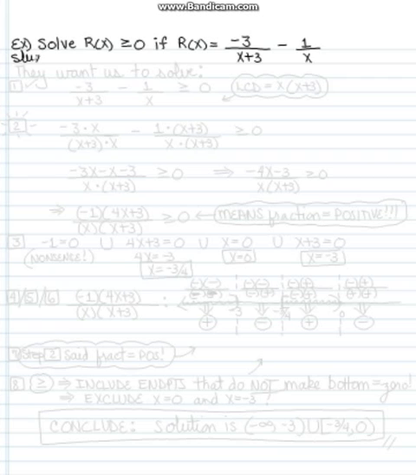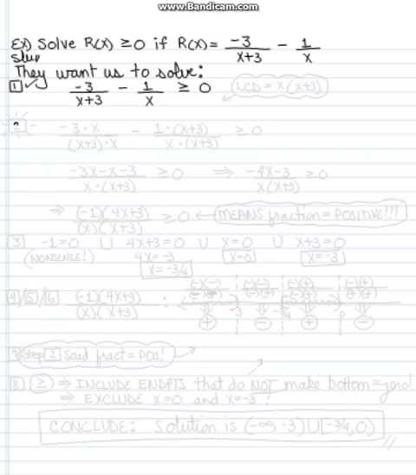So in my own words, here's what I know they're asking me to do. They want us to solve the following inequality, and this inequality has everything on the left side and 0 on the other side, so we're done with step 1. It's negative 3 over x plus 3 minus 1 over x is greater than or equal to 0. This is what they're asking us to do. Set r of x greater than or equal to 0 and solve for x. So they're asking us to solve a rational inequality.